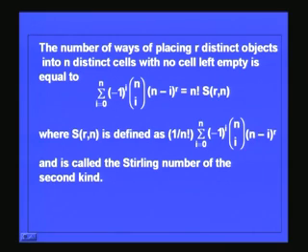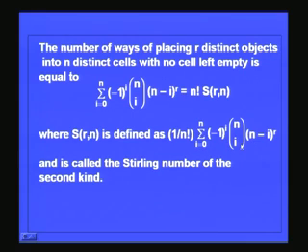r distinct objects into n non-distinct cells. And this whole expression is written as n factorial into S(r,n), where S(r,n) are known as Stirling numbers of the second kind. And S(r,n) is 1 by n factorial, you bring this side, sigma i is equal to 0 to n minus 1 power i, nCi, (n minus i) power r.